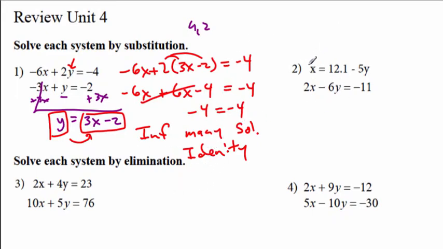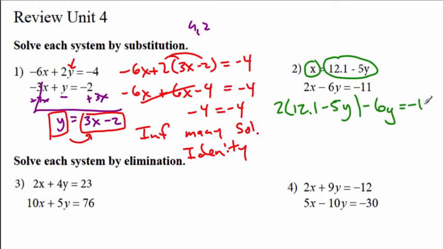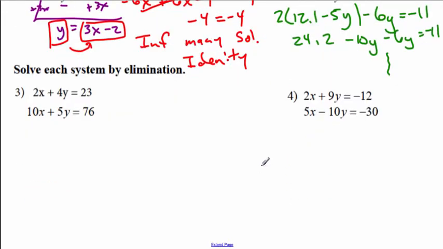Let's look at number 2. All right, x is already solved for. So that's obviously what we want to substitute in for. So we're going to have 2 times 12.1 minus 5y. All of that is going to subtract 6y, and it equals negative 11. All right, so we get 24.2 minus 10y minus 6y equals negative 11. And that one's set up. You can solve the rest of it. Again, this is on the review. You can check the review for all the work. Let's move on to the next part.